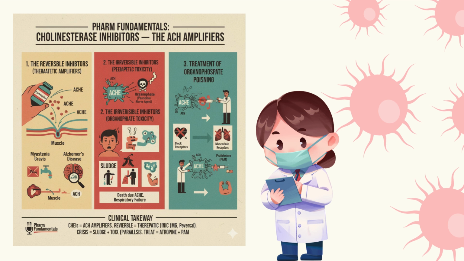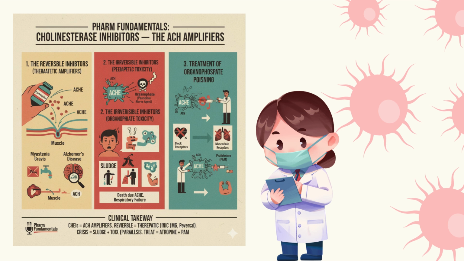Examples are neostigmine and pyridostigmine. So they are highly polar, meaning they do not cross the blood-brain barrier. They act mainly on the peripheral NM receptors of the skeletal muscles and peripheral M receptors. So the next example is physostigmine. So it's non-polar, meaning it does cross the BBB. It affects both peripheral and central cholinergic systems.